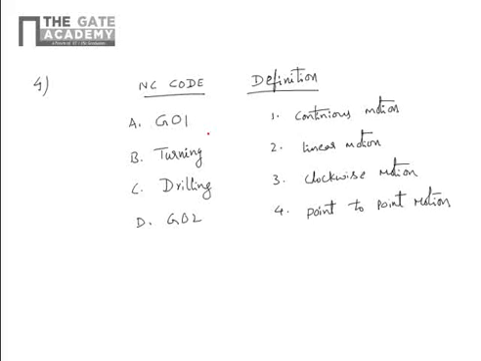G01, we know, is linear motion. G02 is clockwise motion. Drilling is point to point motion, and turning is continuous motion. So A2, B1, C4, D3. Which option is correct? A2, B1, C4, D3. B is the correct answer. So that was a 2 marks question.